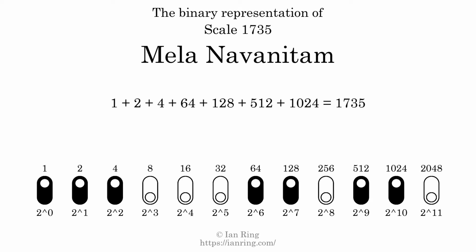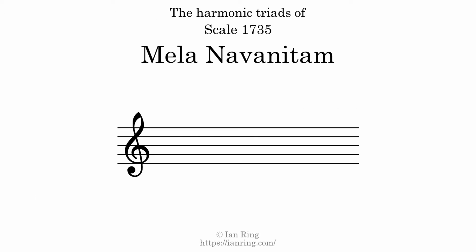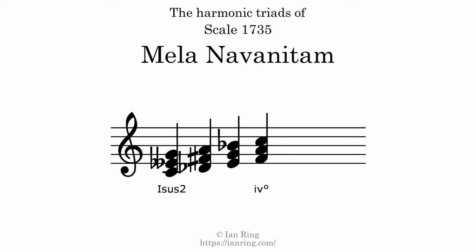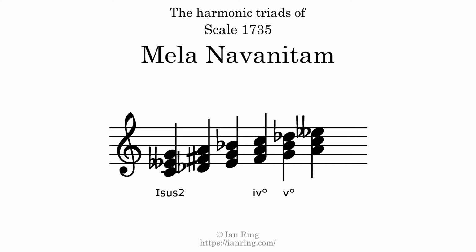That is why the scale number, in decimal, is 1735. The scale number not only enumerates the scale with a unique index, but it also literally describes the tonal content of the scale. Represented as a binary number in base 2, the scale number is 0110110000111. Here are the harmonic triads present in this scale. sus2, unnamed, unnamed, diminished, diminished, unnamed, unnamed.